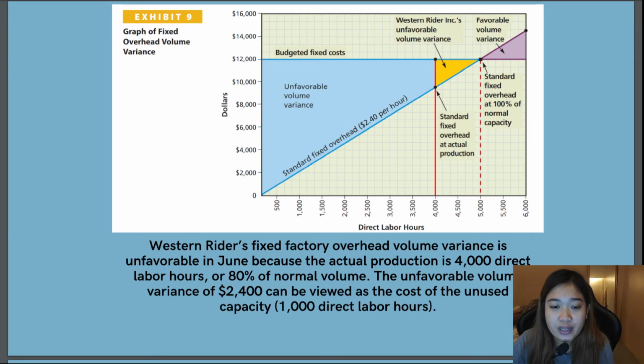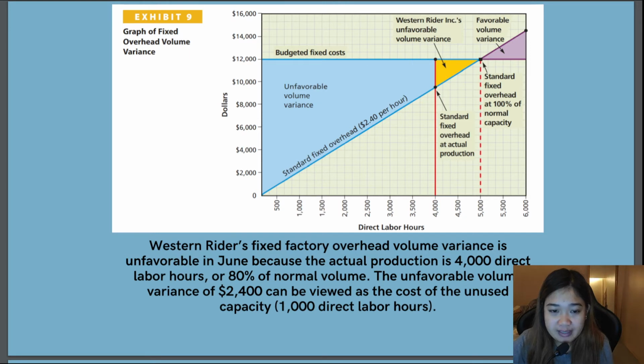An unfavorable volume variance may be due to factors such as failure to maintain an even flow of work, machine breakdowns, work stoppages caused by lack of materials or skilled labor, lack of enough sales orders to keep the factory operating at normal capacity. The management should determine the cause of unfavorable variance and consider taking corrective action.